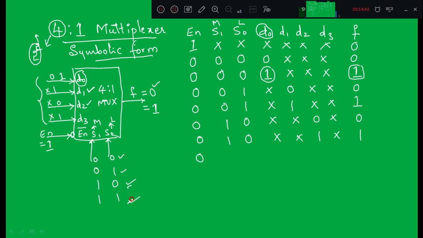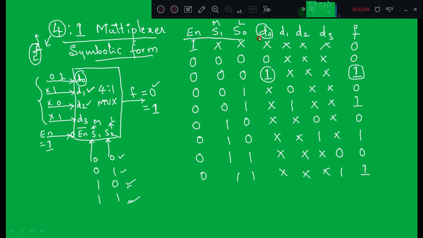Similarly, for the last combination of select lines, 1 1, whatever may be the values of D0, D1, D2, it will select D3, right? If D3 is 0, output is 0, and if D3 is 1, output is 1, right? So this is the truth table of 4 is to 1 multiplexer.